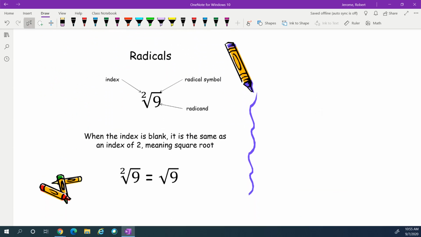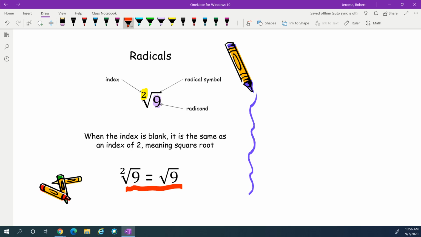Understand the parts of that radical question. We have the radical symbol, which on its own does not mean square root. The index is what tells us what root we're looking for. So that index is really important. And then, of course, we have the radicand, which is whatever is underneath that radical symbol. Now, whenever that index is missing, it indicates that there's a 2 there for a square root.